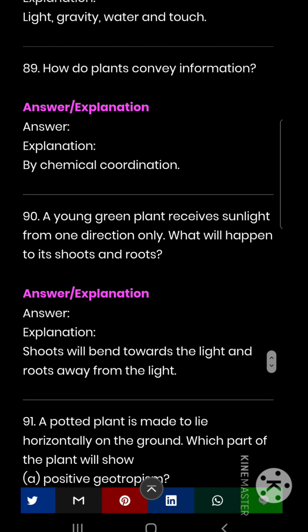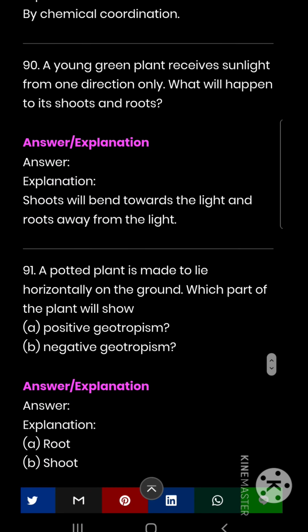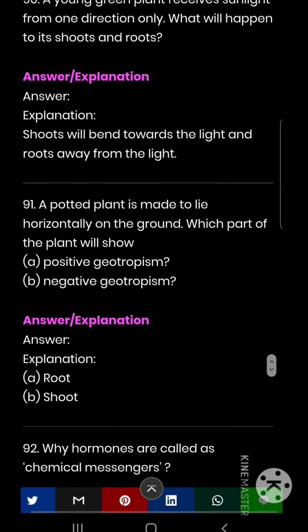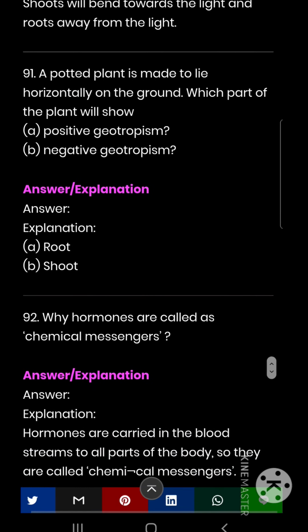How do plants convey information? By chemical coordination. A young green plant receives sunlight from one direction only. What will happen to its shoots and roots? Shoots will bend towards the light, whereas the roots will bend away from the source of light.